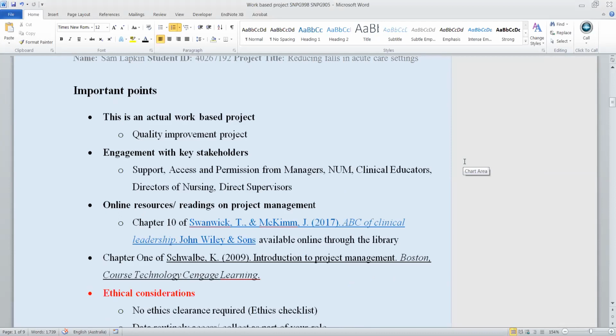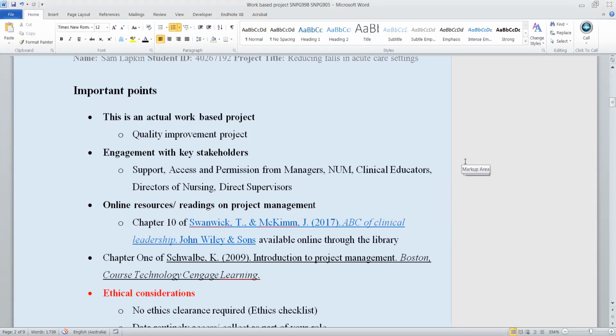So there are a couple of important points that I need to clarify. The first one is that this is actually a work-based project. You need to collect data and to undertake this project in your work setting. It doesn't matter what type of work setting it is, as long as it is a health-related work setting.